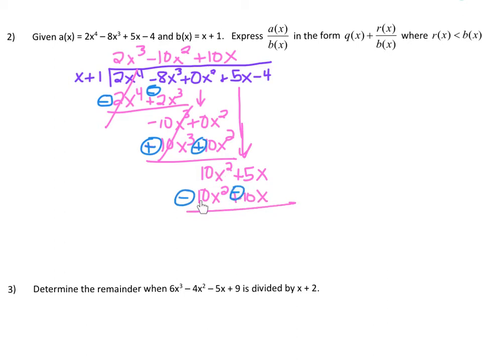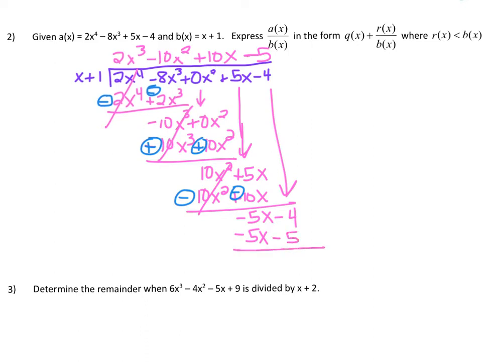All right, so the 10x squared and the negative 10x squared cancel off. And then 5x minus 10x would be negative 5x. 5 minus 10 is negative 5. Let's bring down that last term, which lets us know this is the last time we're going to have to repeat this process. So what do we multiply x by to give us negative 5x? Well, negative 5. Negative 5 times x is negative 5x, and negative 5 times 1 is negative 5.